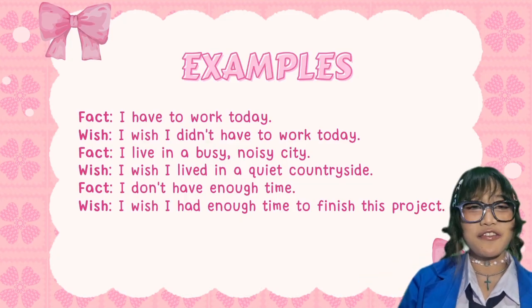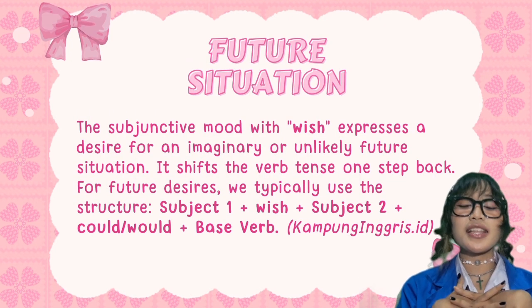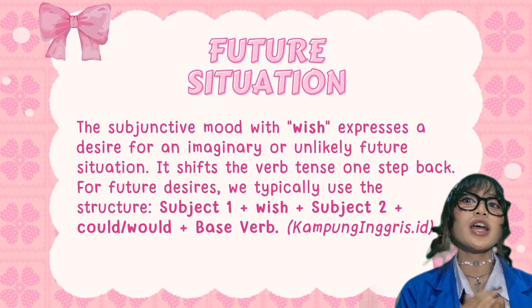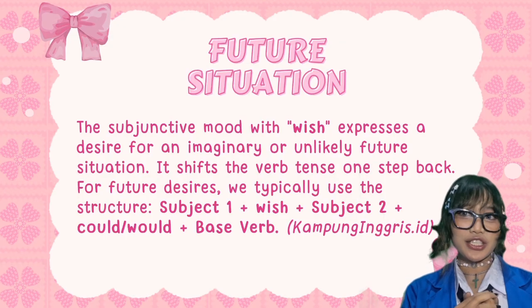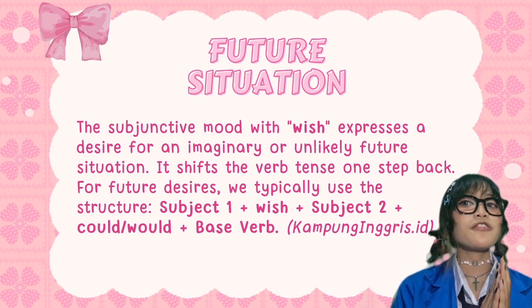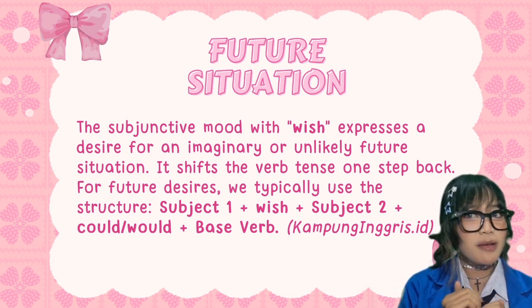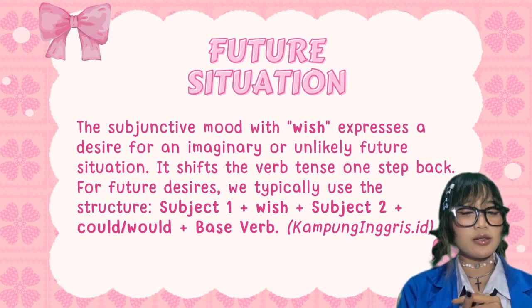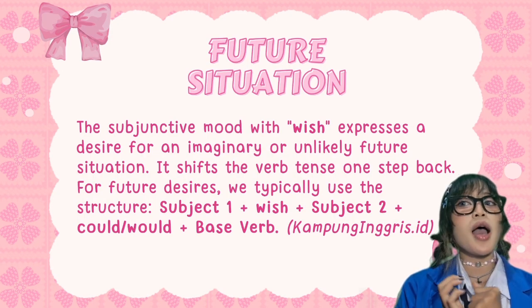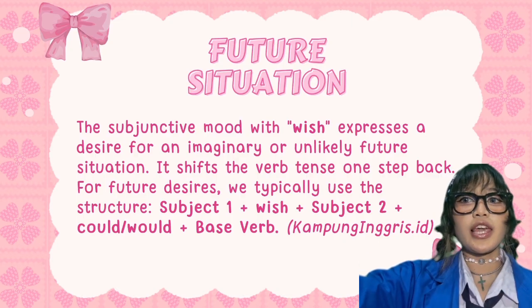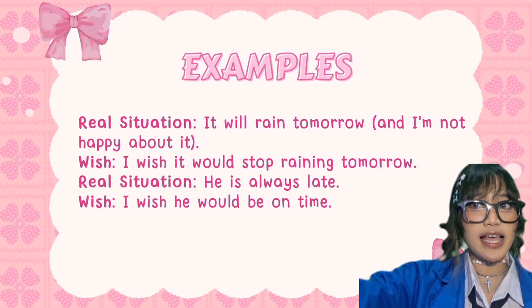And then let's move to the future situation. The subjunctive mood with wish expresses a desire for an imaginary or unlikely future situation. It shifts the verb tense one step back. For future desires, we typically use the structure subject 1 plus wish plus subject 2 plus could or would plus base verb. Okay, let's move to the examples, guys.